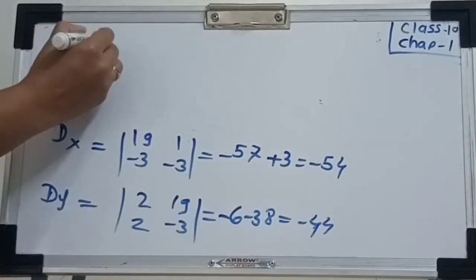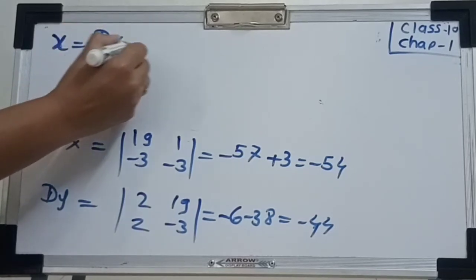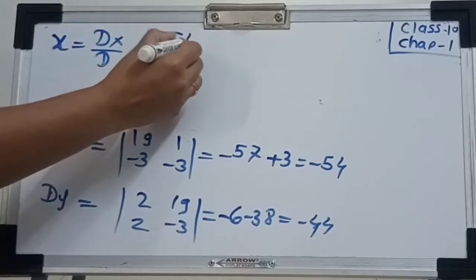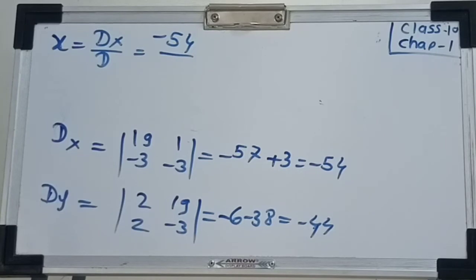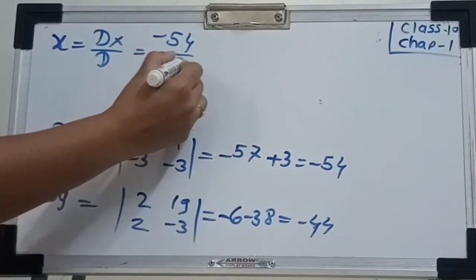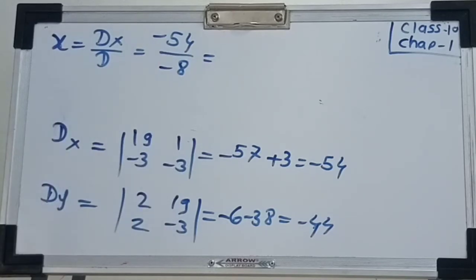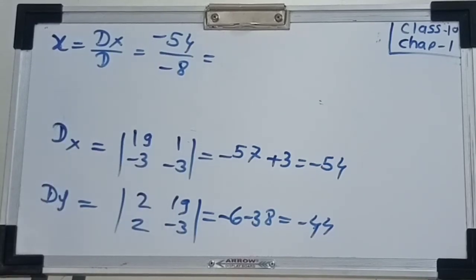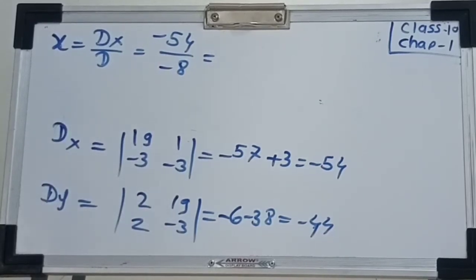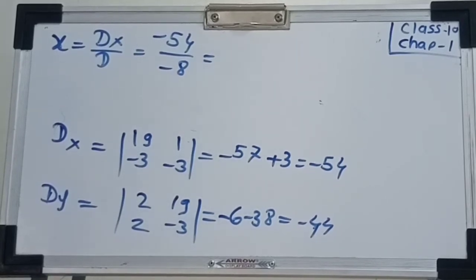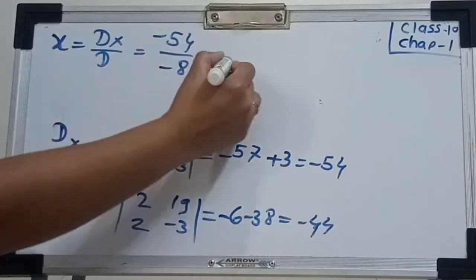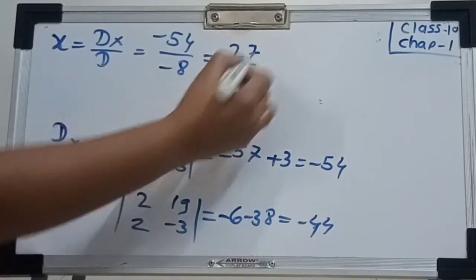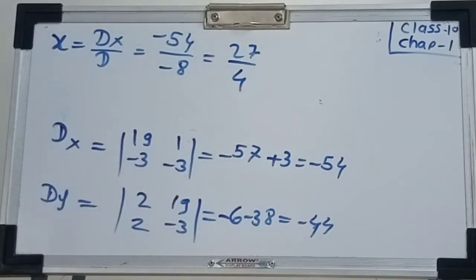X is equal to dx upon d. What is the value of dx? Minus 54 and d is equal to minus 8. Here the minus minus signs cancel. We can divide 54 by 8. We can divide it by 2. 2 4s are 8, 2 2s are 4, 2 27s are 54. Our answer x is equal to 27 upon 4.